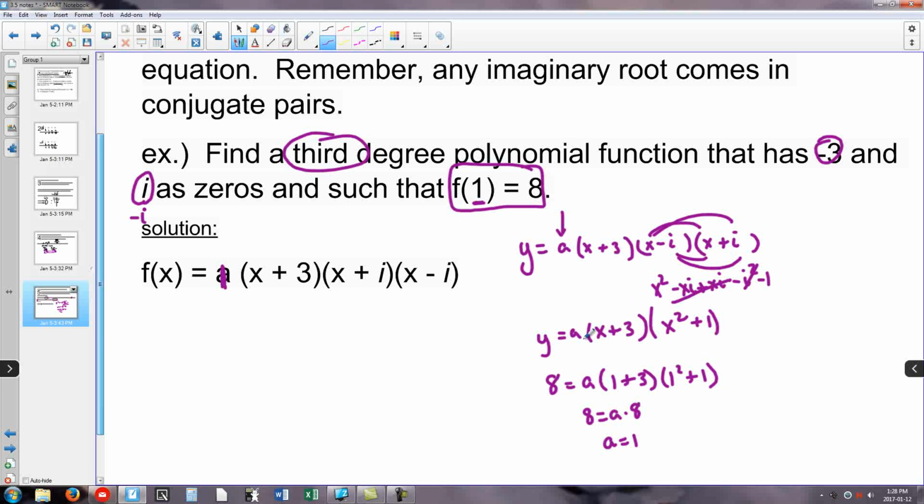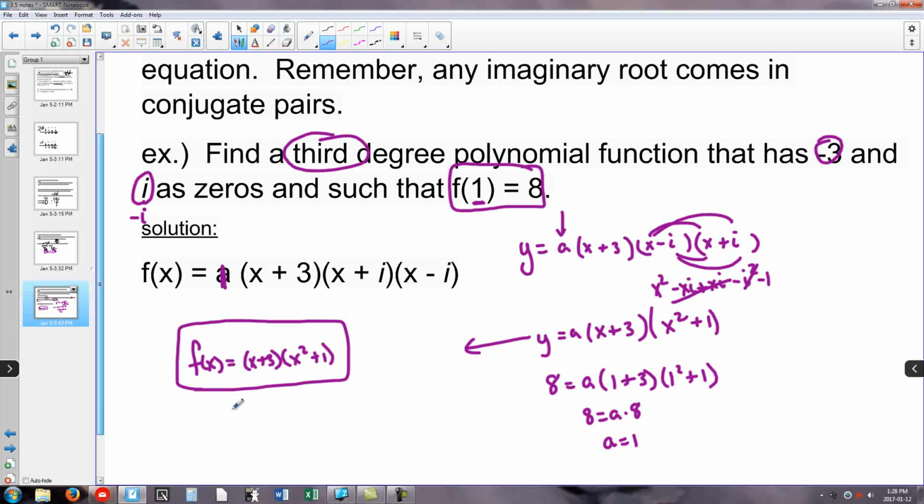Or what would be preferred is this version of the equation. I'd start with f of x equals 1, you could leave it empty, times x plus 3 times x squared plus 1. We really don't like to have imaginary numbers in the middle of a polynomial. Okay? We'd like to hide them, if you will.